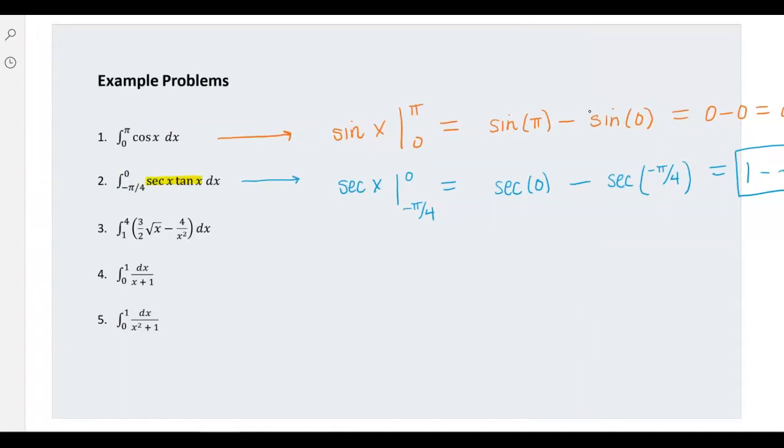Looking at number 3, that one's a little bit more complicated, right? I'm going to rewrite this. Actually, we said a minute ago when we were looking at the constant rule, first of all, using the summation, I can split this into two separate integrals. So I'll do that first. I'll split this up into two separate integrals.